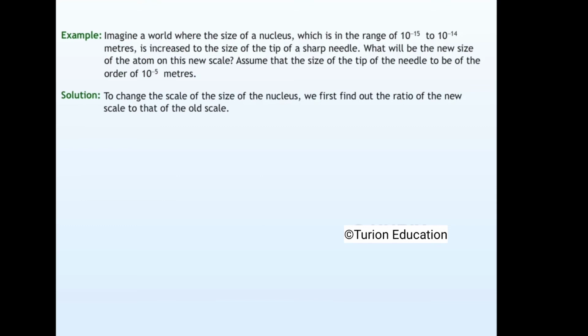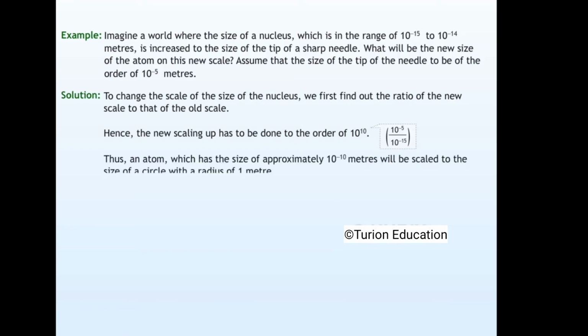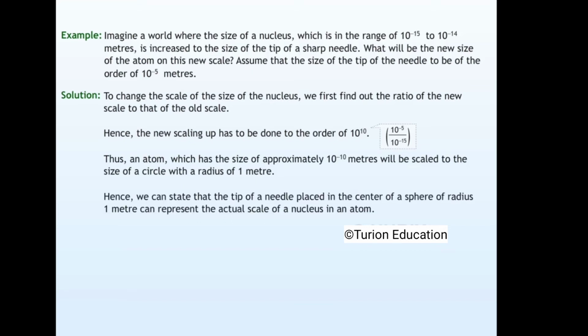the new scale to that of the old scale. Hence, the new scaling up has to be done to the order of 10^10. Thus, an atom which has the size of approximately 10^-10 meters will be scaled to the size of a circle with a radius of 1 meter. Hence, we can state that the tip of a needle placed in the center of a sphere of radius 1 meter can represent the actual scale of a nucleus in an atom.